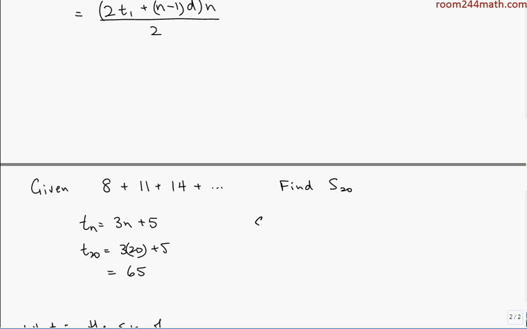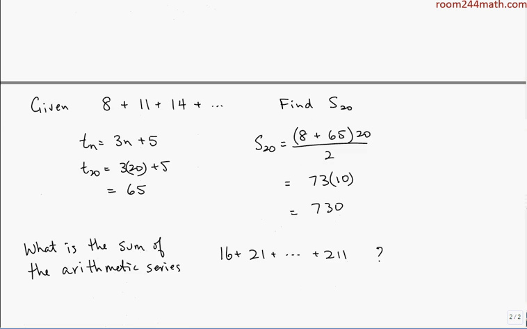And now we've got everything we need: the first term, the last term, and the number of terms. So S20 is just equal to 8 plus 65 times 20, the number of terms, all over 2. And don't reach for your calculator. See if you can do these things in your head before reaching for your calculator to check. Oftentimes they're quite easy. 8 plus 65 is 73. 20 divided by 2 is 10. And so this is just 730.